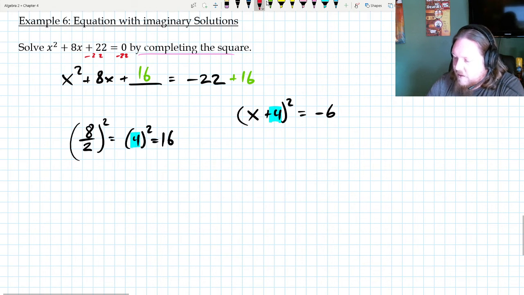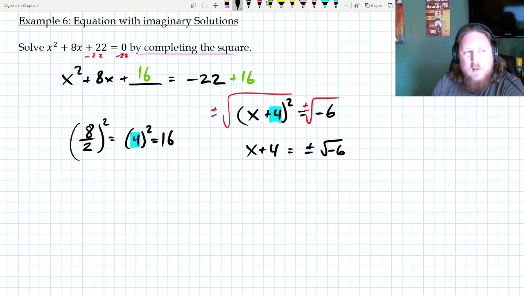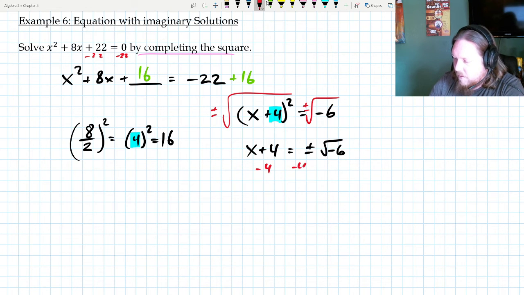Take the square root of both sides. Positive and negative, of course. And we have x plus 4 equals plus or minus the root of negative 6. I can't reduce that at all, so that's how it's going to stay, except I'm going to pull an i out. Subtract 4 from both sides. So we get x equals negative 4 plus or minus i root 6.